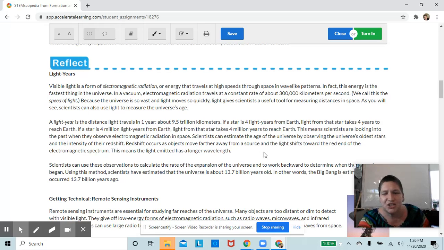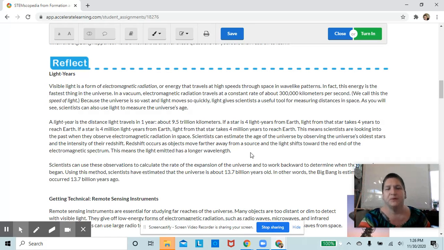Scientists can estimate the age of the universe by observing the universe's oldest stars and the intensity of their redshift. A redshift occurs as an object moves farther away from the source. It actually appears essentially red. And it has to do with the speed of the waves and infrared energy. And we'll talk more about that kind of energy later on in the year.